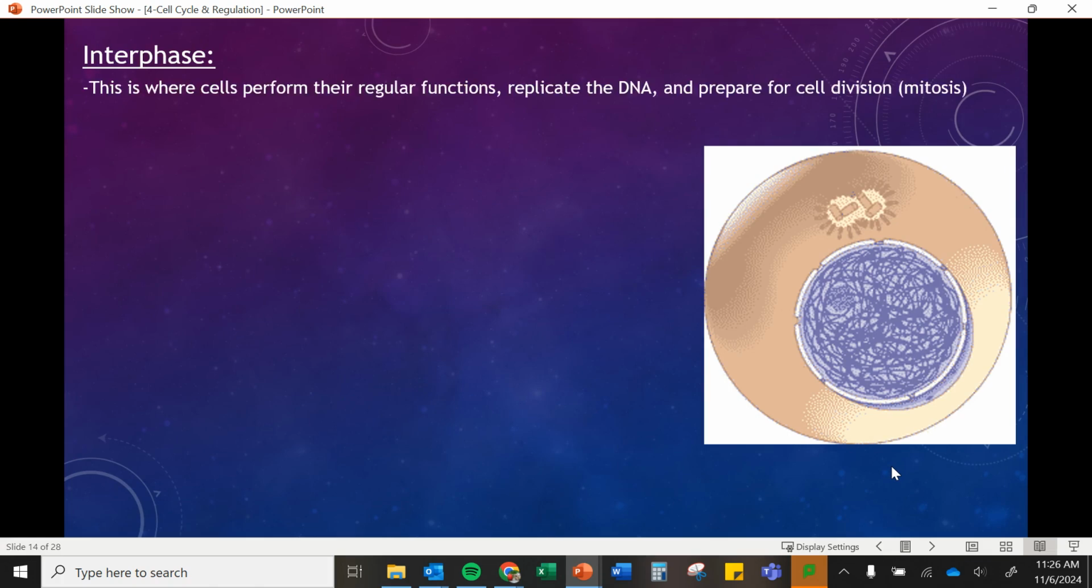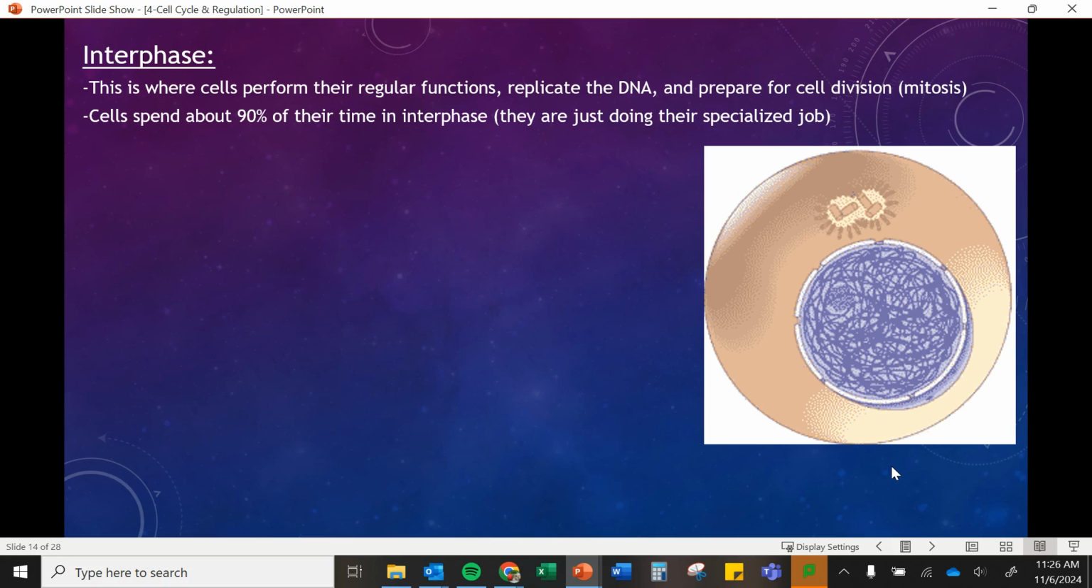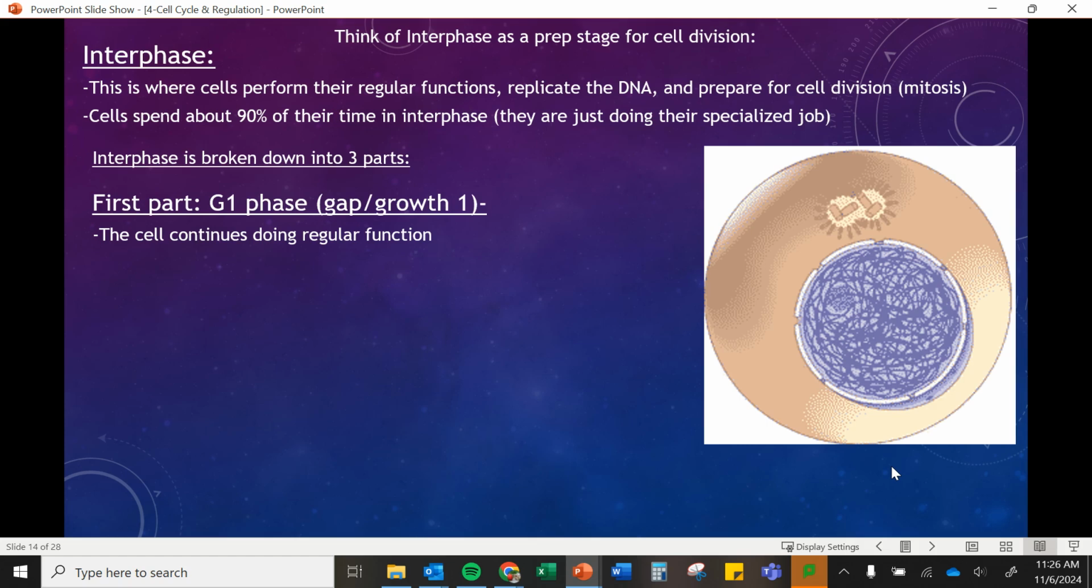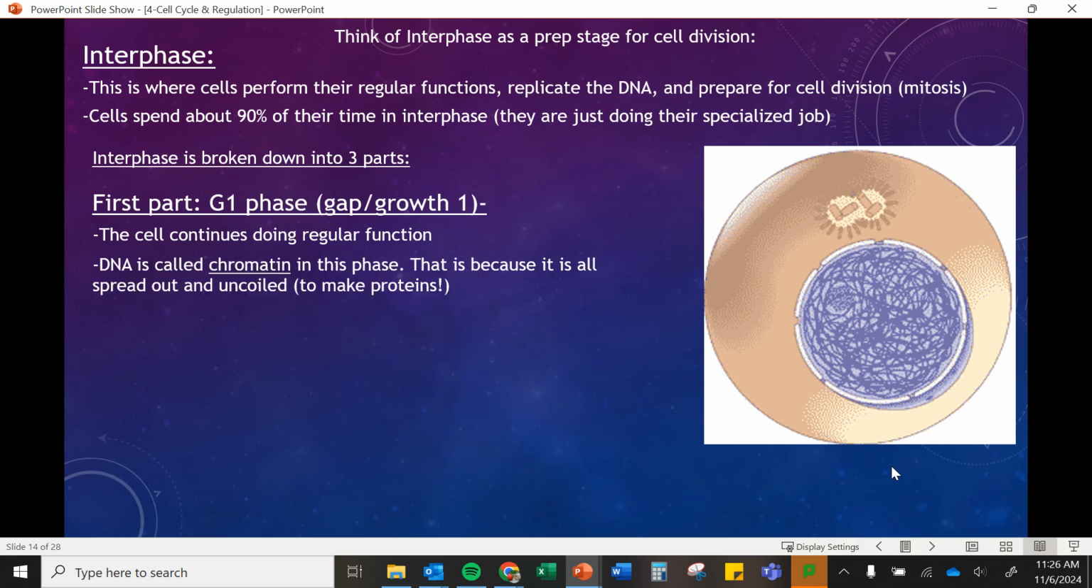So interphase, this is where the cell performs its regular functions. It replicates its DNA, and it's going to prepare for mitosis. So 90% of the time, the cell spends in interphase just doing its specialized job. Okay, it's like the prep stage, where it's living and then going to start preparing. It's broken down into 3 stages. We have G1, also referred to as gap or growth 1. Here the cell is just doing its function and growing. The DNA at this point is called chromatin. So it's all spread out, relaxed, uncoiled, because we need to make proteins. We're utilizing this DNA, so we need to be able to access it, and that's why it's uncoiled.